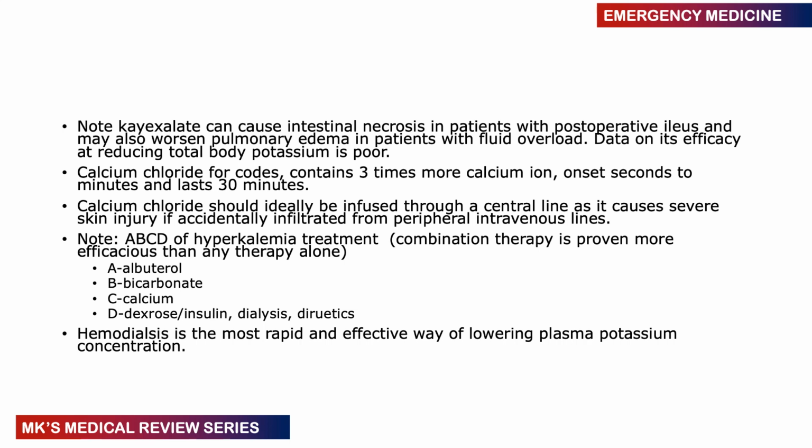Remember the ABCDs of hyperkalemia treatment, and remember a combination of these is better than giving single therapy. A for albuterol or salbutamol, B for bicarb, C for calcium, D for dextrose with insulin, dialysis, and diuretics. Remember that hemodialysis is the most rapid and effective way of lowering potassium concentrations.